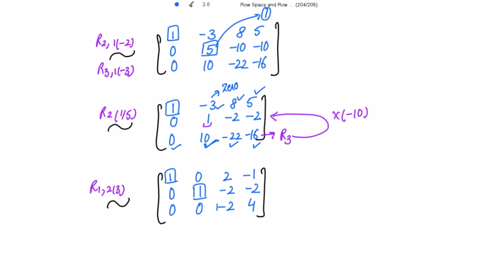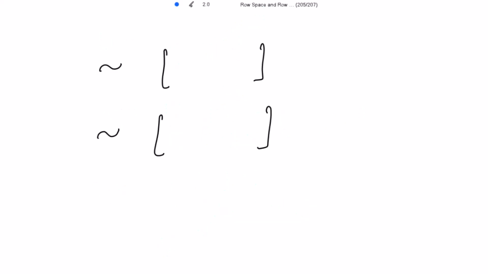Now to make this to be as a leading element for the third row, we should make this as 1 first. For that, just multiplying the row 3 with minus 1/2. Writing first and the second row as it is and multiplying the elements of the row 3 with minus 1/2.